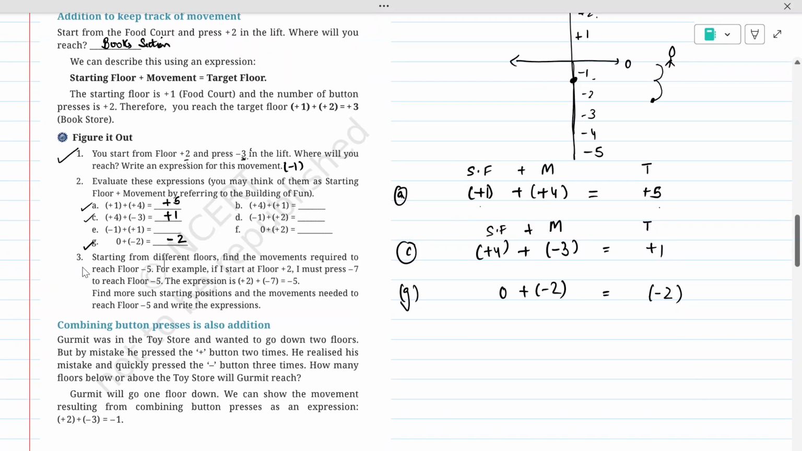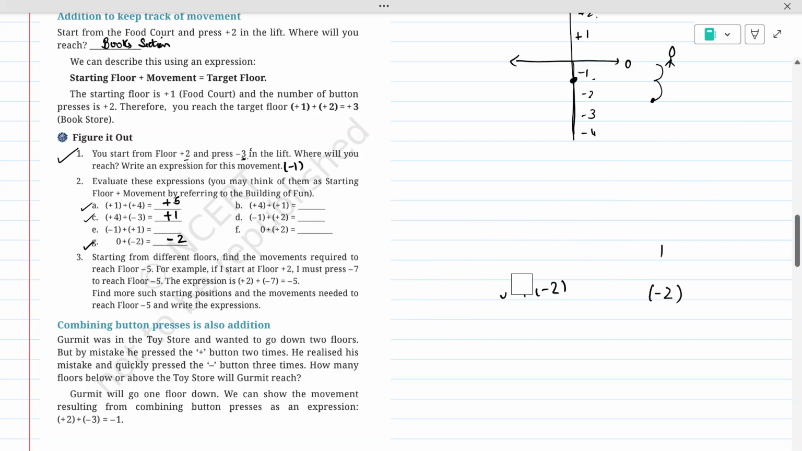Now, the third question is: starting from different floors, find the movement required to reach minus 5. For example, if I start at plus 2 and press minus 7, I will reach the floor minus 5. The expression is 2 plus minus 7 is equal to minus 5. Find more such starting positions and movements needed to reach the floor minus 5, and also write down the expressions here. So the question says that we have to find different ways to reach the floor minus 5. Okay, and one example is given to us here.